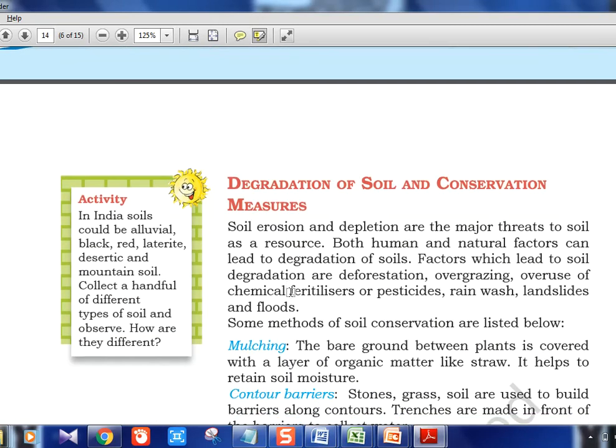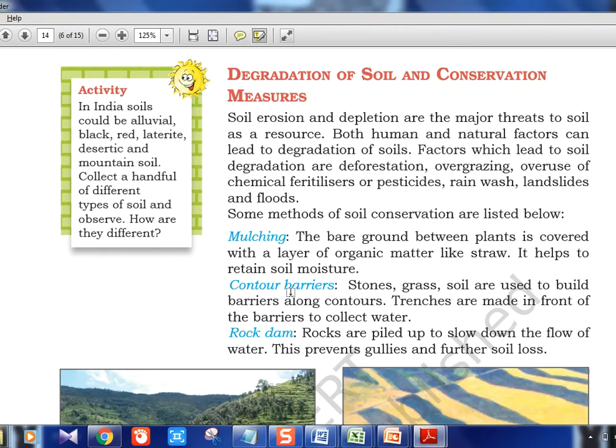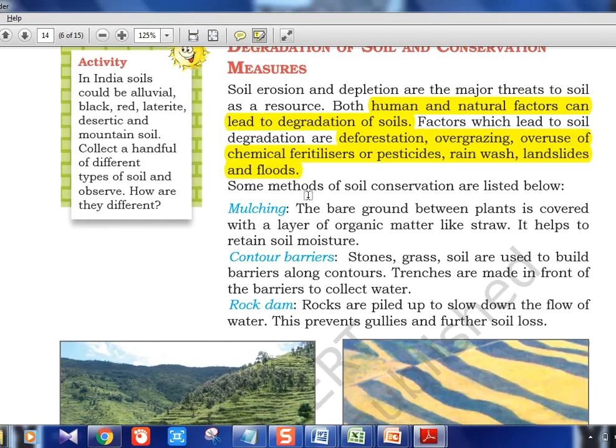Degradation of soil and conservation measures. Soil erosion and depletion are the major threats to soil as a resource. Both human and natural factors can lead to degradation of soil. Factors which lead to soil degradation are deforestation, overgrazing, overuse of chemical fertilizers or pesticides, rainwash, landslides and floods. These are all points which we need in our answers. And different types are there.